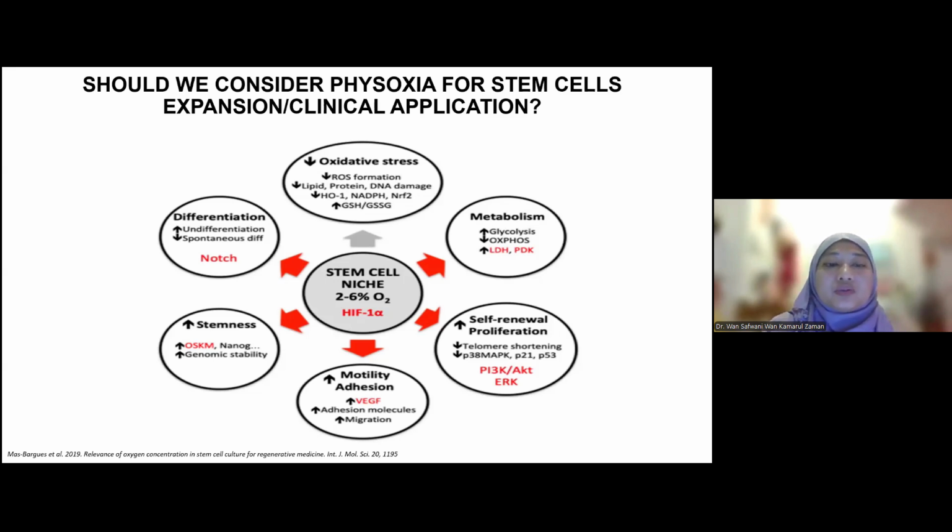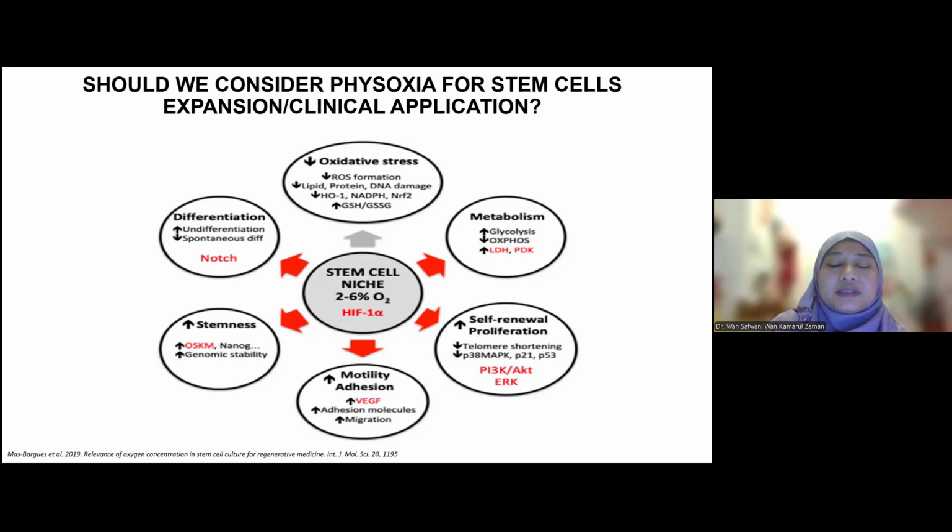All right, and then there's also a decrease in differentiation or spontaneous differentiation activity, which is most likely due to the Notch signaling pathway. And there is also a decrease in oxidative stress in the cells, as well as a decrease in specific metabolic activity, and an increase in self-renewal and proliferation activity, which I'm going to show to you later on, some of the findings that we have from our lab.